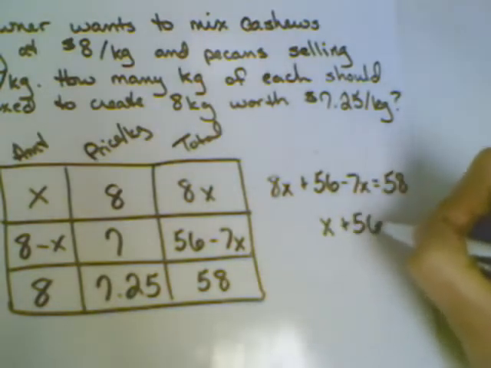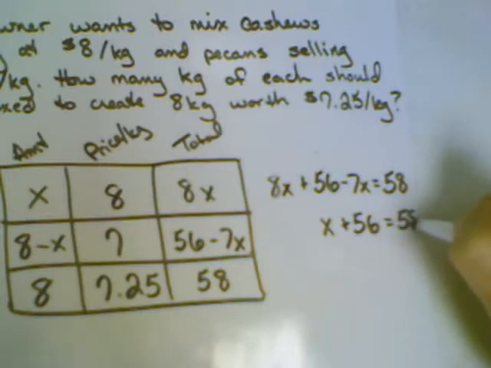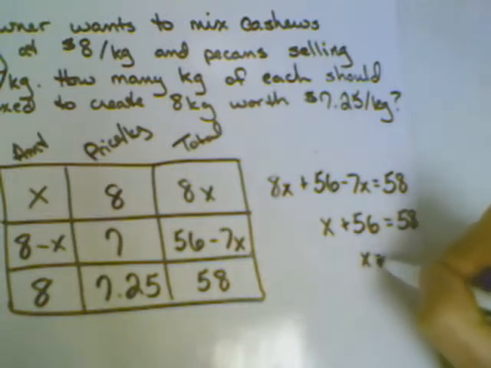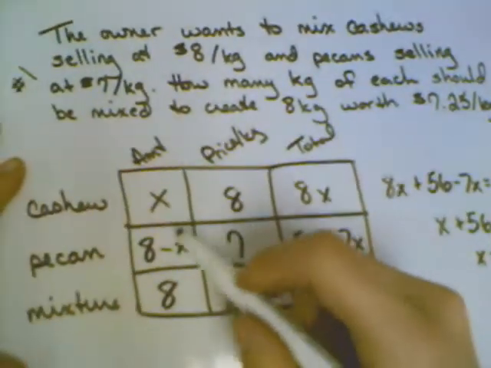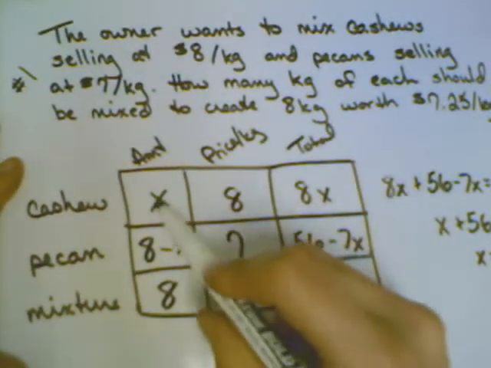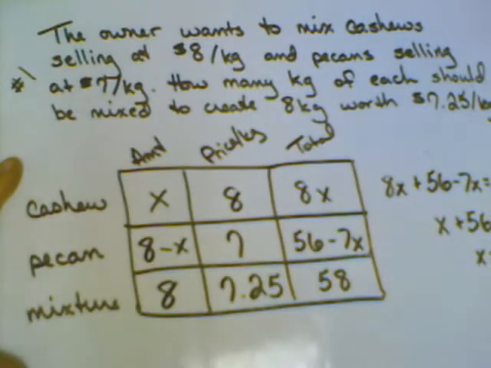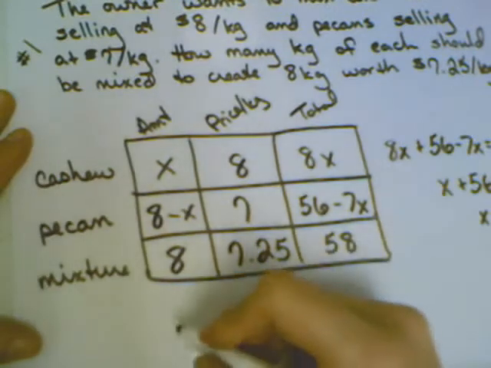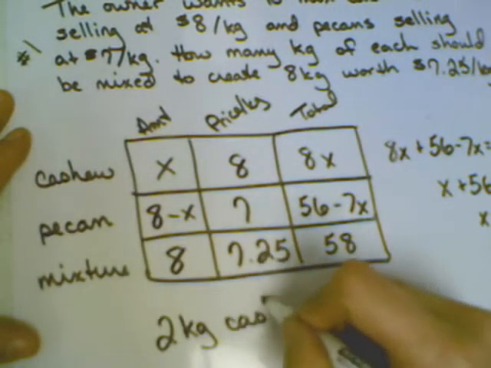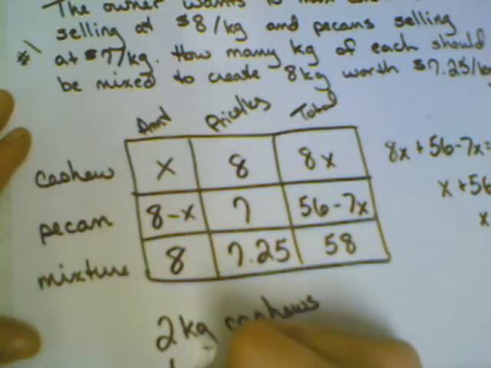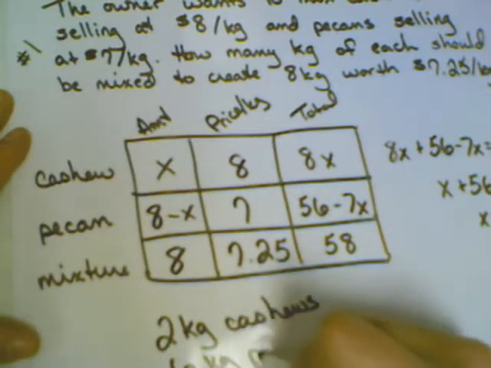Combine like terms, I'm going to be left with 1x plus 56 on this side equals 58. Subtract 56 and x is 2. That means that we'll have 2 kilograms of cashews and 6 kilograms of pecans. The question is asking for how many kilograms of each, so we just figured that out. 2 kilograms of cashews, 6 kilograms of pecans.